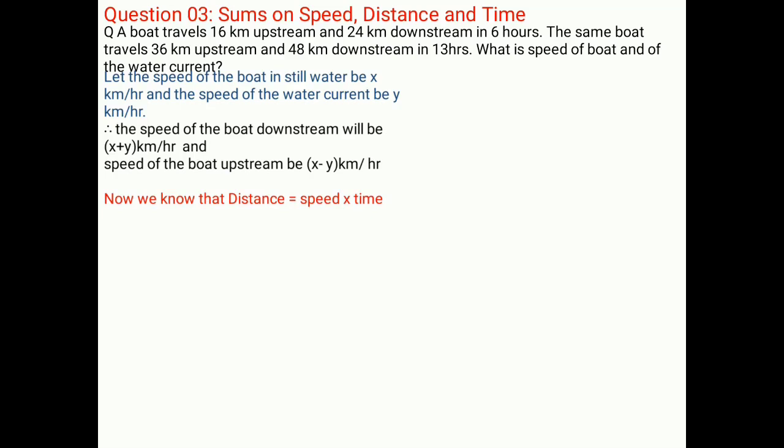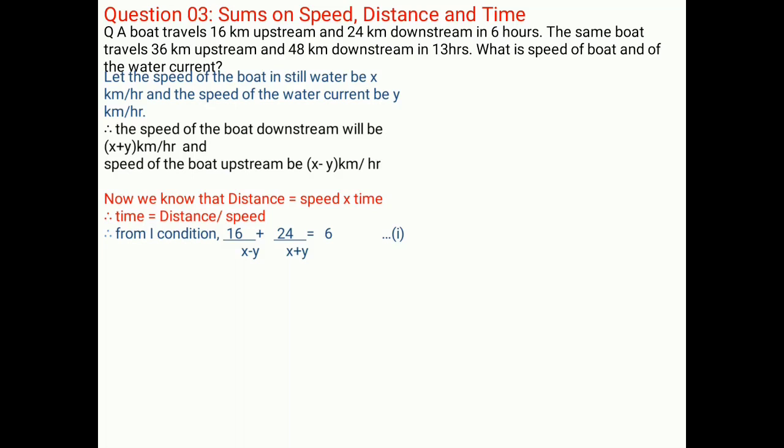Therefore, we will change the formula in such a way that we get time is equal to distance upon speed. Therefore, from first condition I get 16 upon x minus y plus 24 upon x plus y is equal to 6. Please understand that 16 and 24 are the kilometers the boat has travelled in upstream and downstream respectively, and I will be dividing it with my assumed speed in x and y.